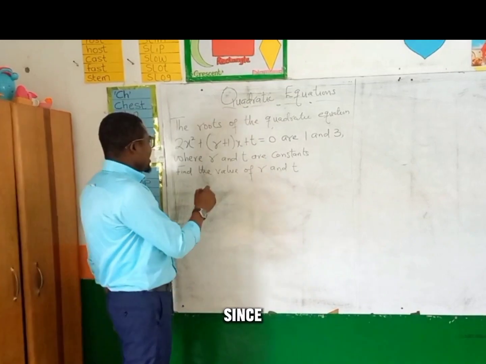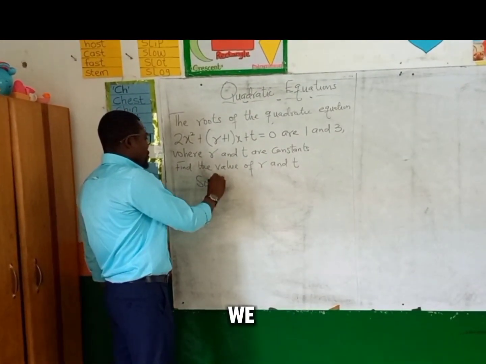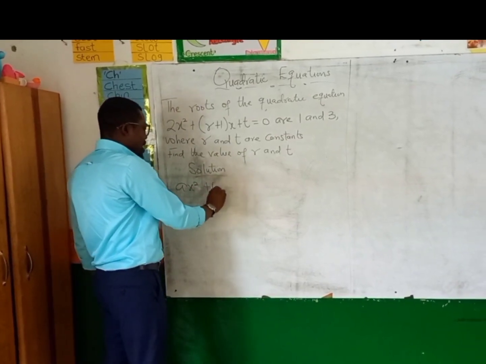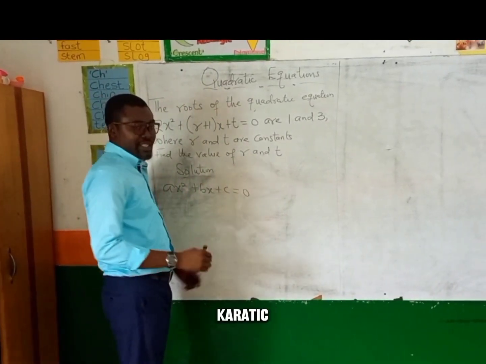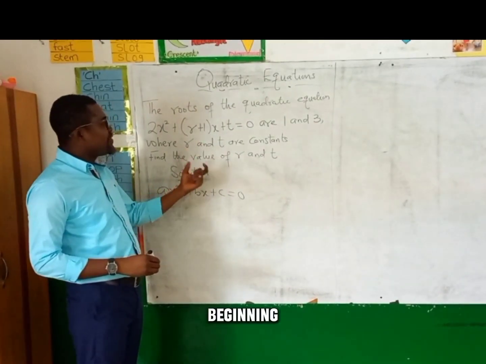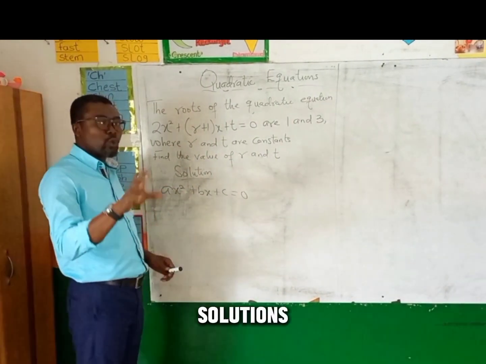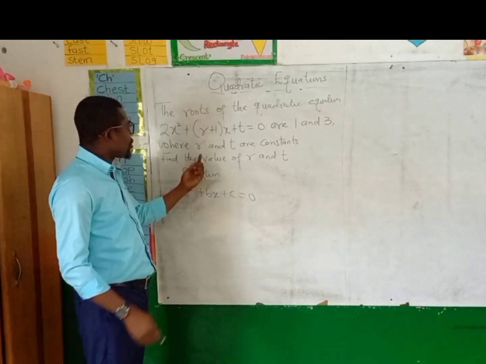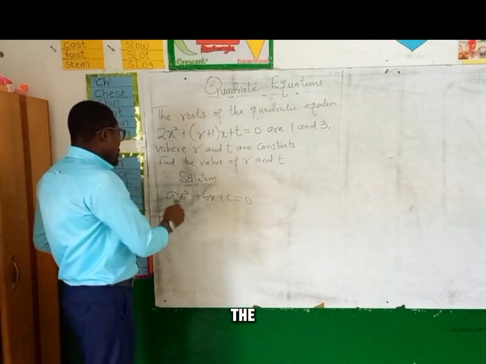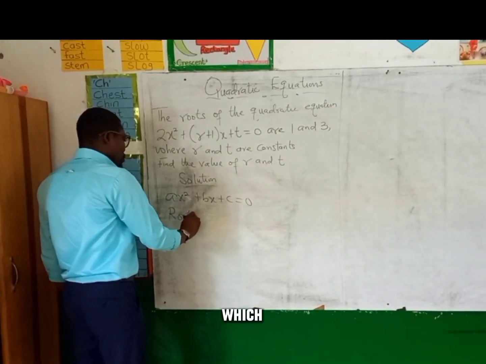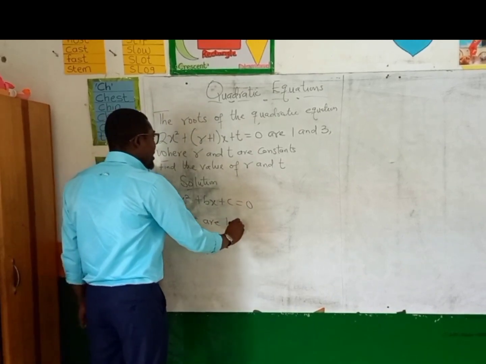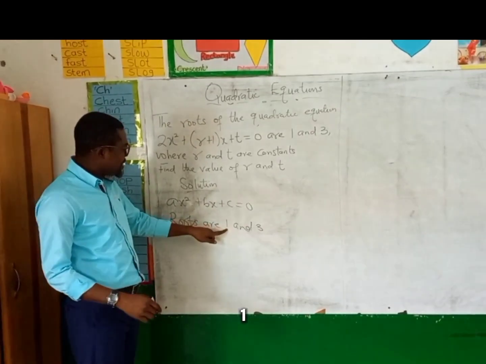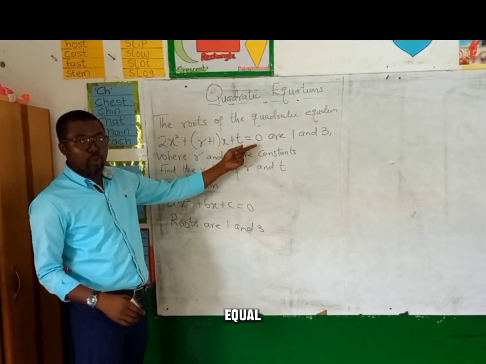Alright, since this is a quadratic equation, we already know that an equation of the form ax squared plus bx plus c is a quadratic equation. Here we have been given the roots. The roots of the quadratic equation are the solutions of the quadratic equation. So with regard to this question, you have to find the constants r and t. If the roots, which are the solutions, are 1 and 3, then what it means is that if I substitute 1 into the equation given, it should be equal to 0.